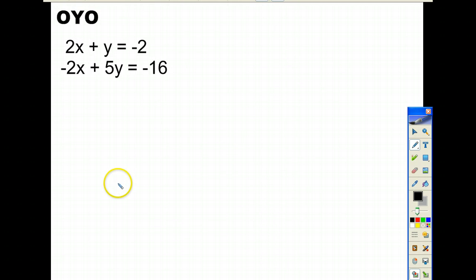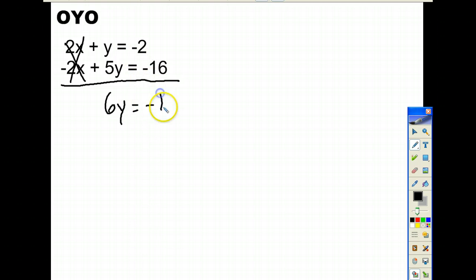All right, go ahead and pause this one also and try this one on your own. All right, so let's see what we get here. Looks again like our x's are going to cancel out, so we've got 2x plus negative 2x, so our x's will go away. And then 1y plus 5y gives us 6y equals negative 2 plus negative 16, which would be a negative 18.